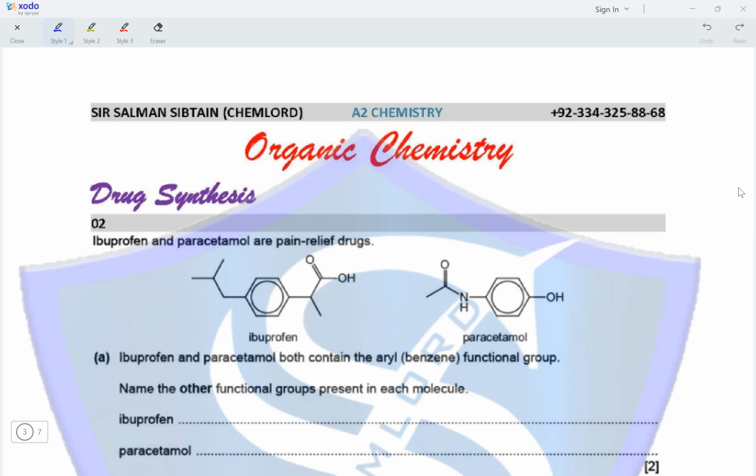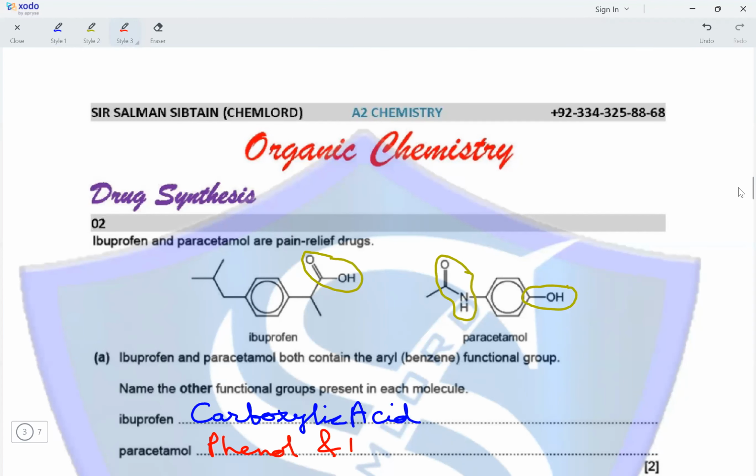COOH group as circled on its structure. And we have the OH group attached to benzene, making it a phenol for paracetamol. And we've got a CO and NH group present on it as well, which is the amide group. So for ibuprofen, we will write the functional group present is the carboxylic acid group. And for paracetamol, the functional groups present are phenol and amide.